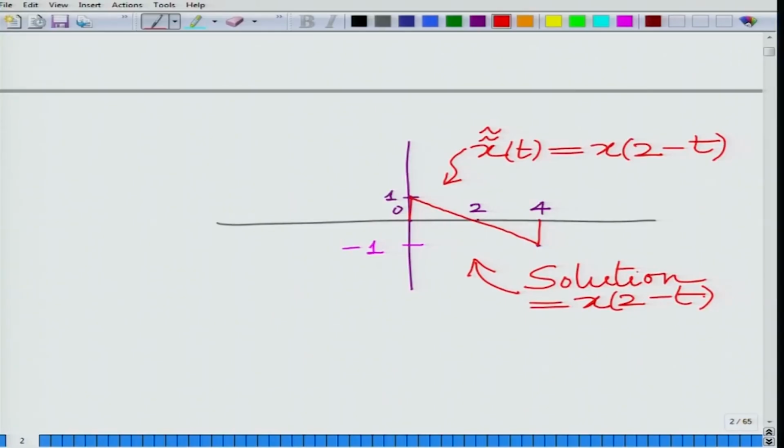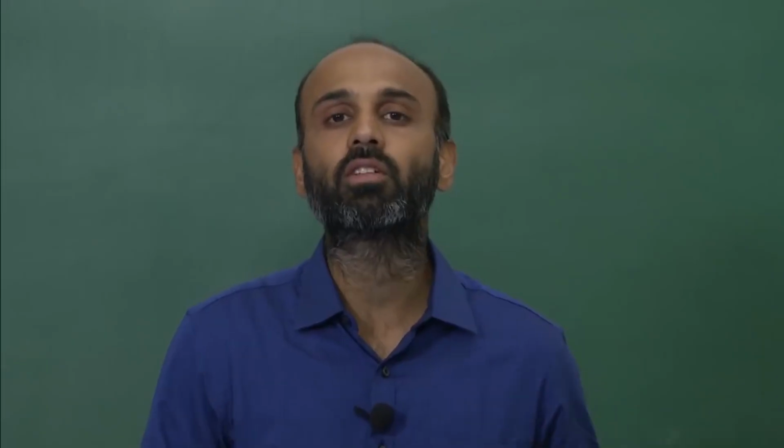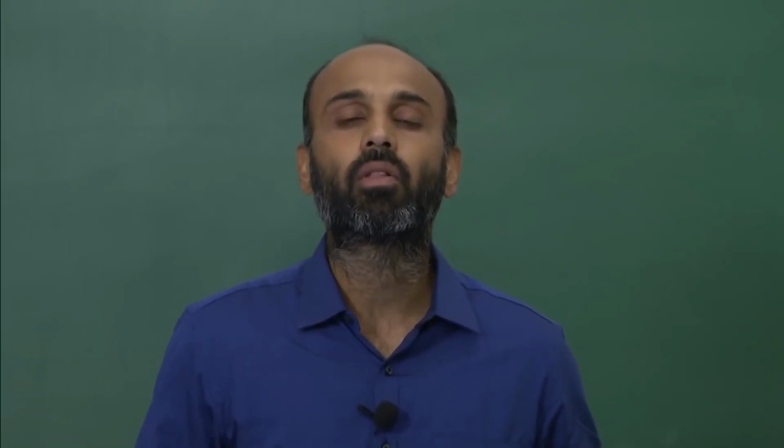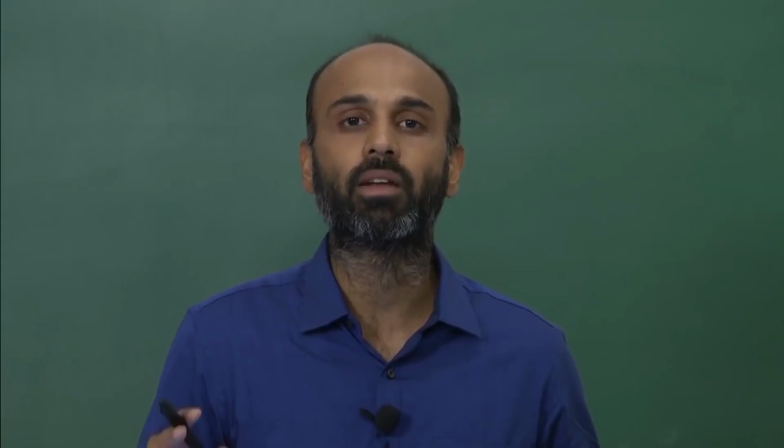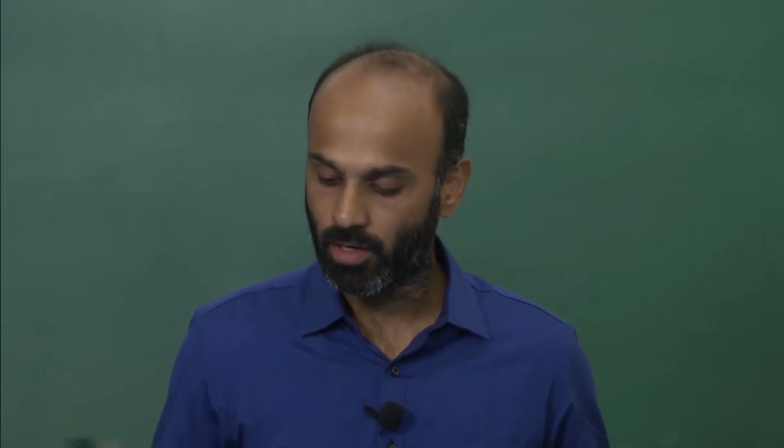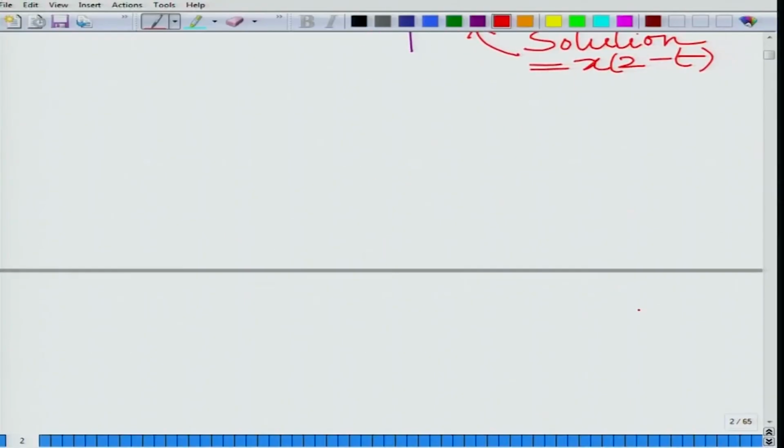This is a plot of the signal x of 2 minus t. So first, to approach this problem, we flipped it about 0, that gives us x of minus t, then shifted it to the right by 2, that is delayed it by 2, that gives us x of 2 minus t. Okay, so that is the first problem. Now let us do another example.